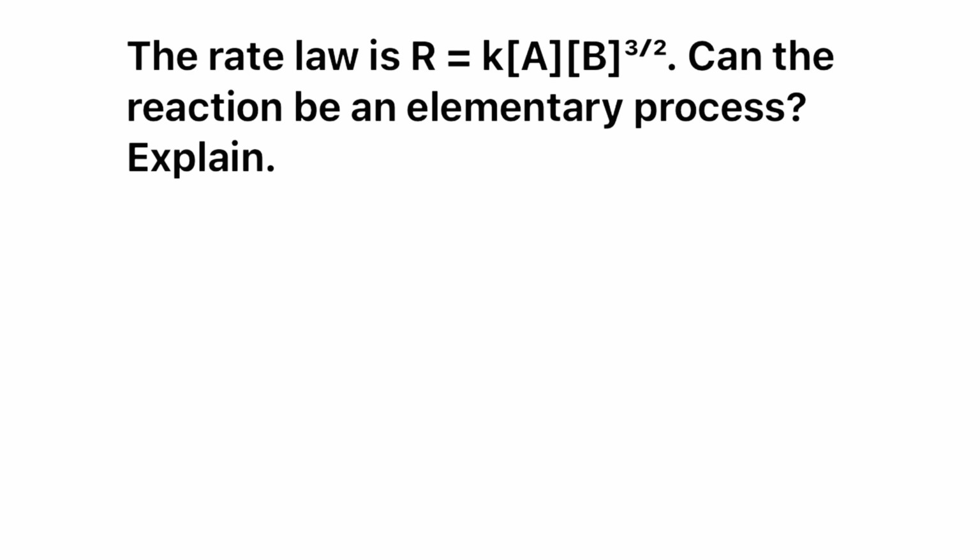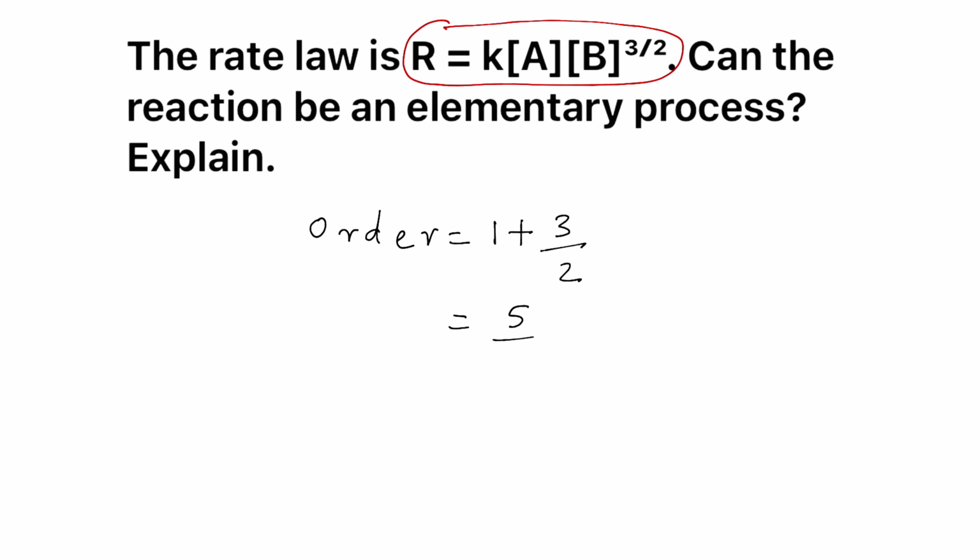The rate law is R equals K times concentration of A into concentration of B raised to 3 by 2. Can the reaction be an elementary process? Why? Or explain. See, no. What is the reason? For an elementary reaction, order and molecularity will be the same. Now here what is the order? Order is equal to the power of A, that is 1, and the power of B, that is 3 by 2. On adding, you will get what? 5 by 2. For an elementary reaction, molecularity and order must be the same.